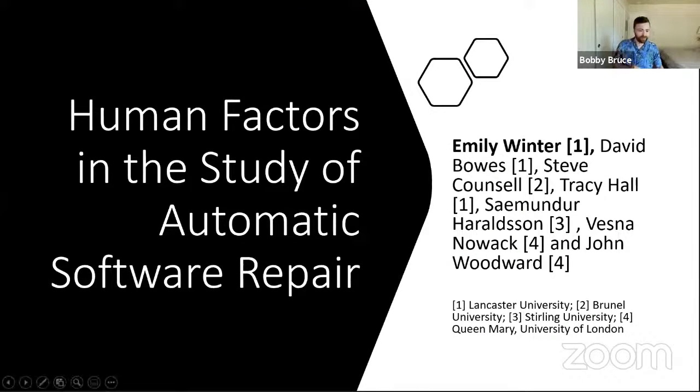Okay, great. So my name is Emily Winter. I'm a research associate at Lancaster University, and I'm presenting today on human factors in the study of automatic software repair. This work has been conducted as part of the FIXE project, a research project which aims to establish a new technique to automatically fix software defects by employing machine learning-based defect prediction and using genetic improvement to generate automatic fixes. As a sociologist by background, my role within this project is to consider the human factors within this field.